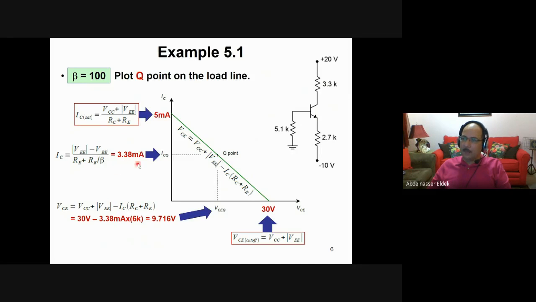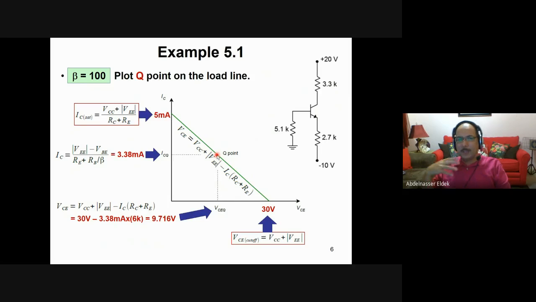Then we use this value in this equation here, plug it in for IC, to calculate VCE. Then VCE equals VCC plus VE, which is 30 volt, minus this current, 3.38, times RC plus RE, which is 3.3 plus 2.7, that's 6K. Then this will give me 9.716 volt. So this is the operating point of this transistor.